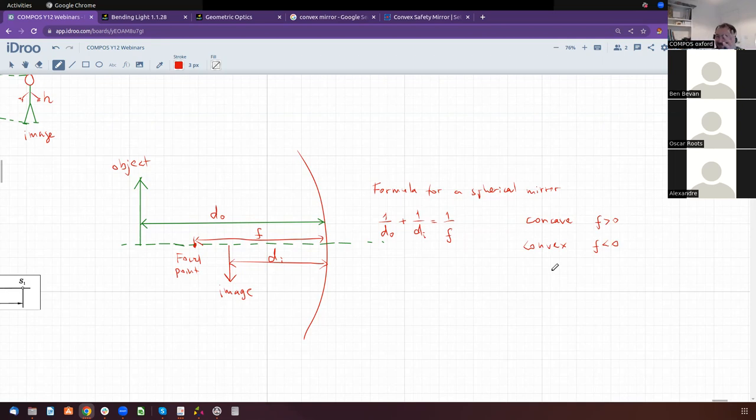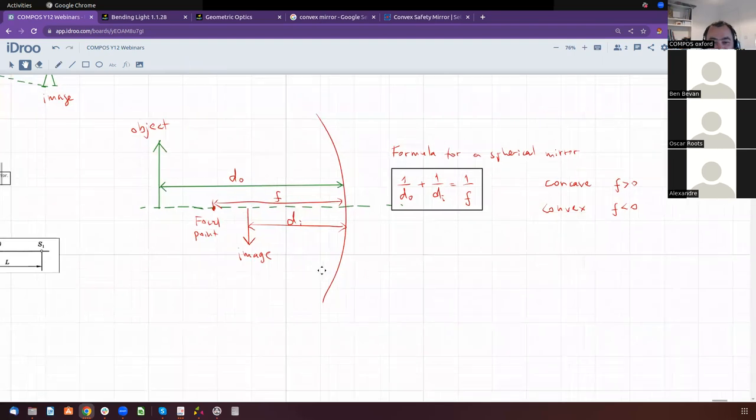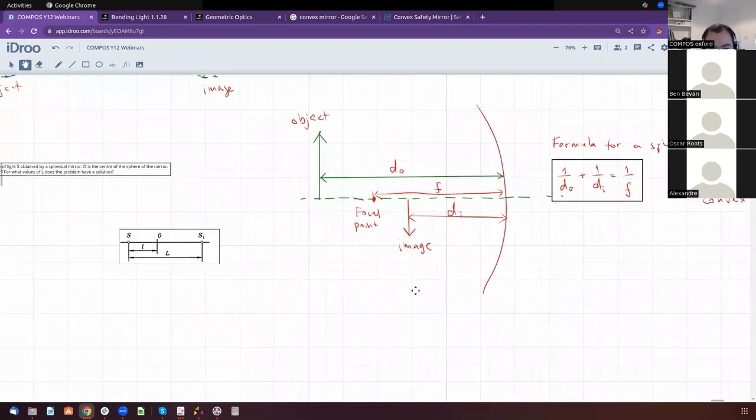It's difficult to remember because a convex lens produces a real image, whereas a convex mirror produces an imaginary image, and vice versa. So that's why it's confusing. I can never remember which one is which, so don't worry if you don't. It's not the end of the world.